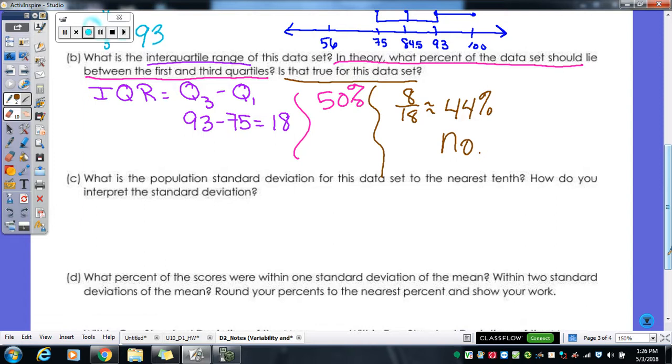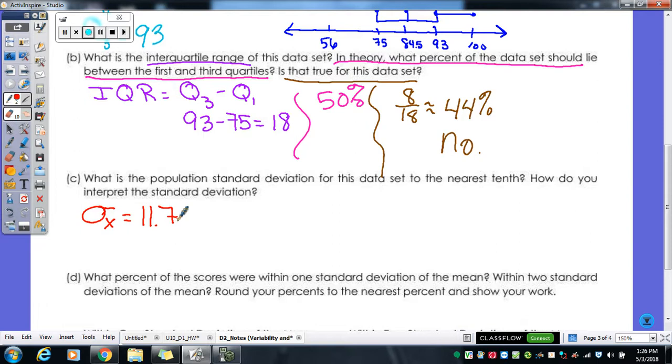What is the population standard deviation for this data set to the nearest tenth? How do you interpret the standard deviation? Population standard deviation is that funky little circle with a line going across the top. So to the nearest tenth, look in your calculator, go back up if you need to. What is our population standard deviation? 11.7.